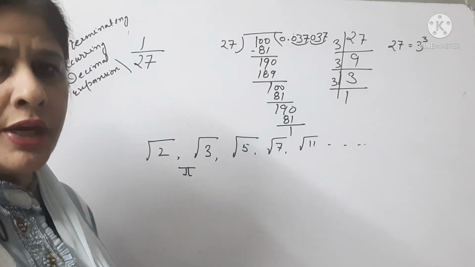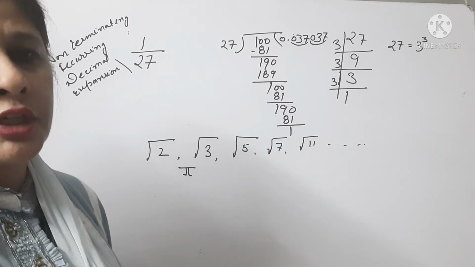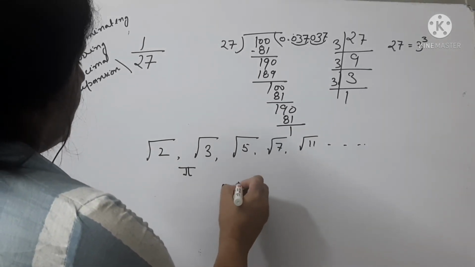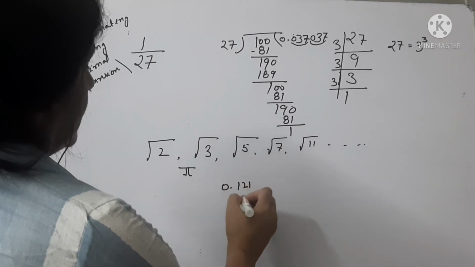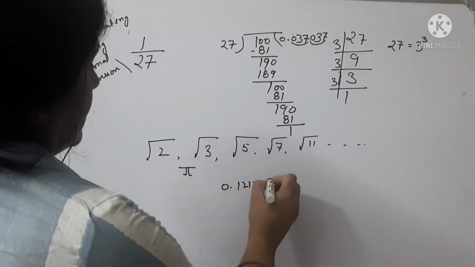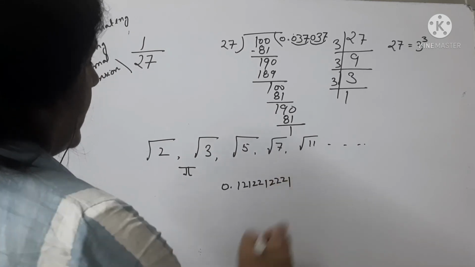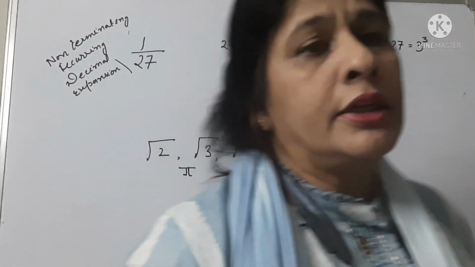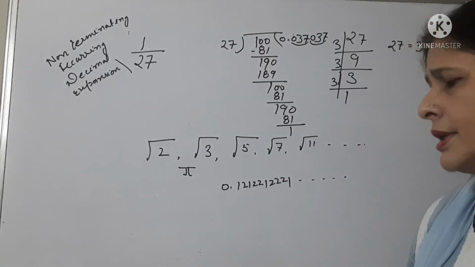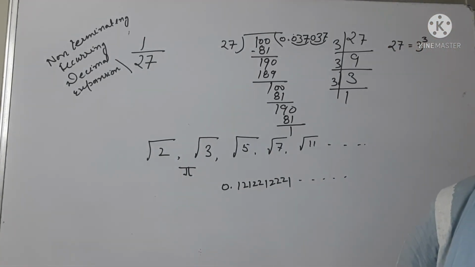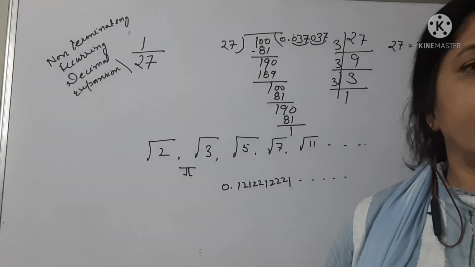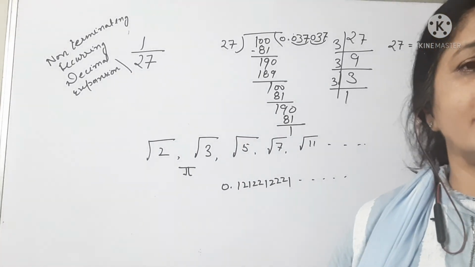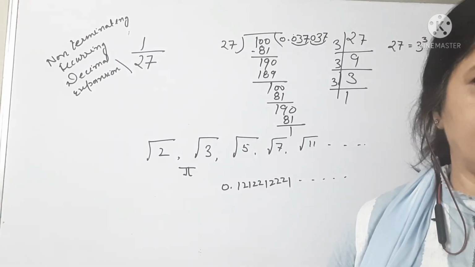And a very interesting fact, we can write irrational numbers ourselves. For example, 0.121221222 1. You see that this is a never-ending procedure and there is no group of numbers that repeats. So these are irrational numbers, and we all know irrational numbers cannot be expressed in the form of p upon q.